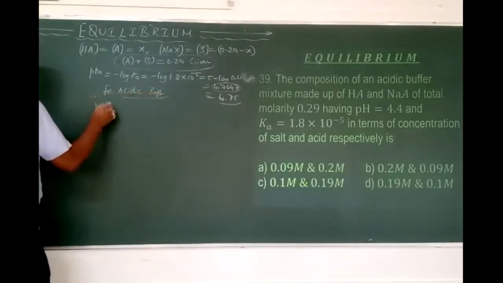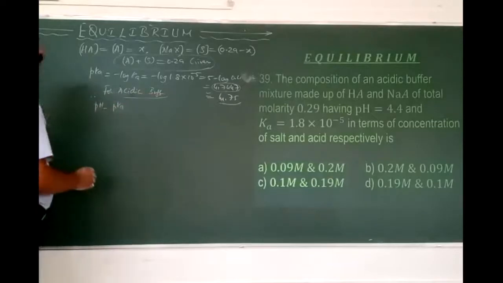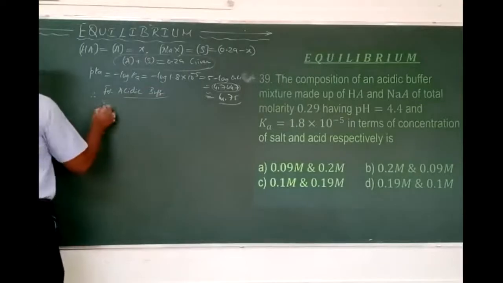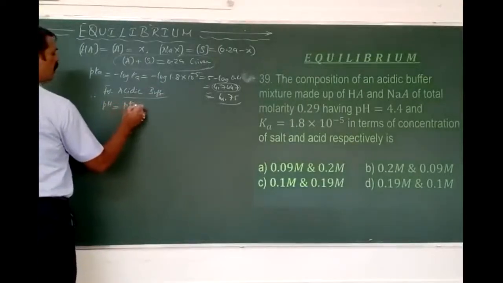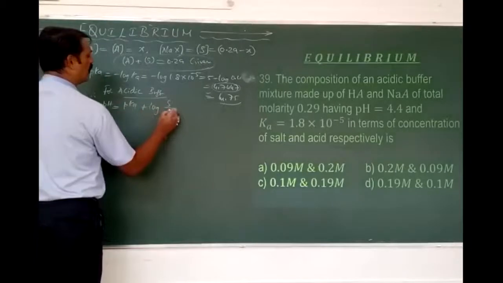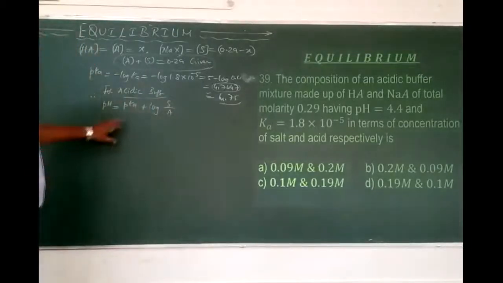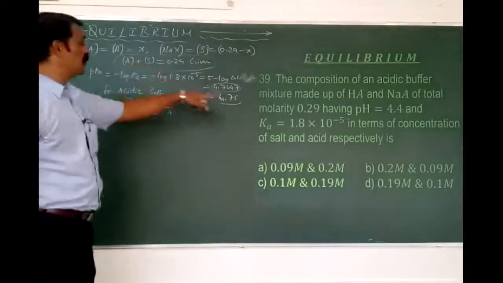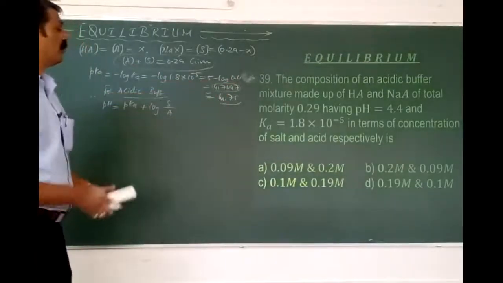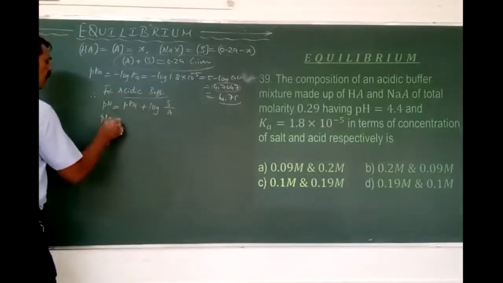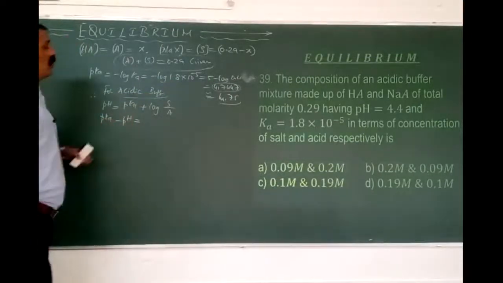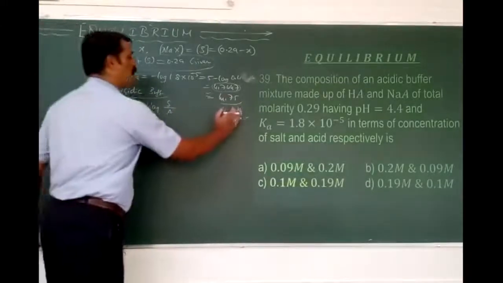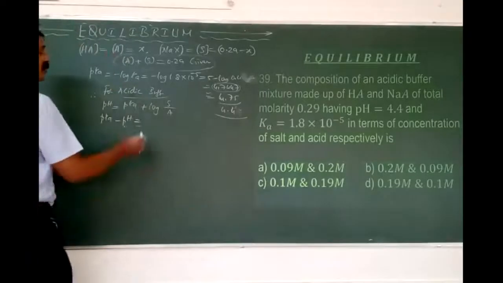Directly I will write pH is equal to pK plus log of salt by acid. Here, is pH greater or is pK greater? pH is 4.4 and pK is 4.74. Therefore, what is pKa minus pH? That is 4.75 minus 4.4, which is equal to 0.35, I think.